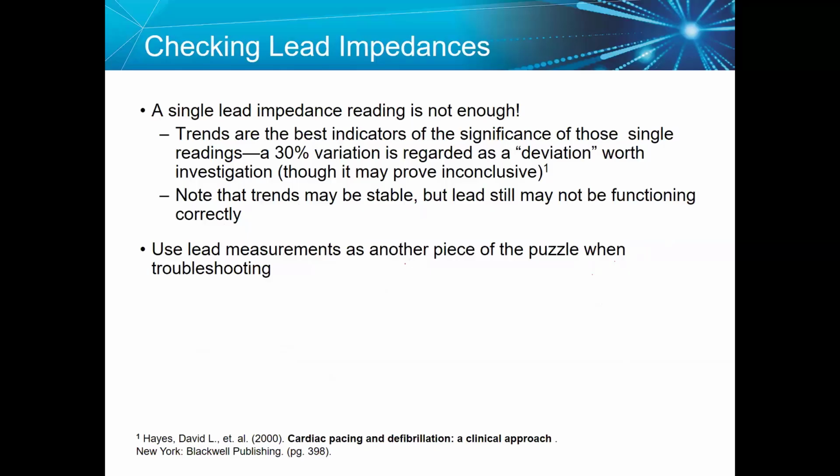When checking lead impedance, a single lead impedance reading is not enough. The trend should be gone over. Okay, and during checking of lead impedance, we should check both the unipolar configuration and bipolar configuration to determine what the problem is. And this reading will help us to determine the problem and troubleshoot after that.